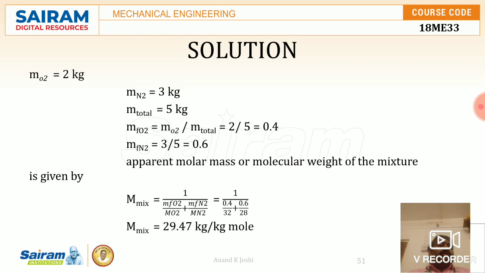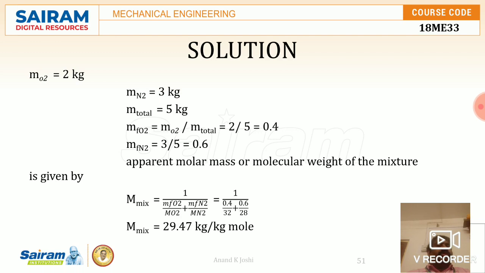If you know the mass fractions, then only you can calculate the molecular weight of the whole mixture. How are we going to calculate this? There is a formula: 1 divided by the sum of the mass fraction of each individual constituent divided by its molecular weight. Then only we can calculate the molecular weight of the whole mixture. So this is what we are getting, 29.47 kg per kg mole.